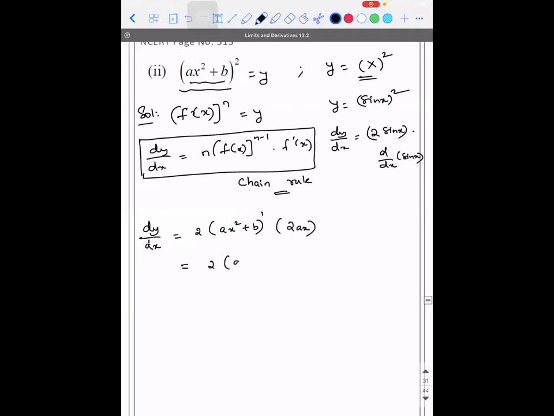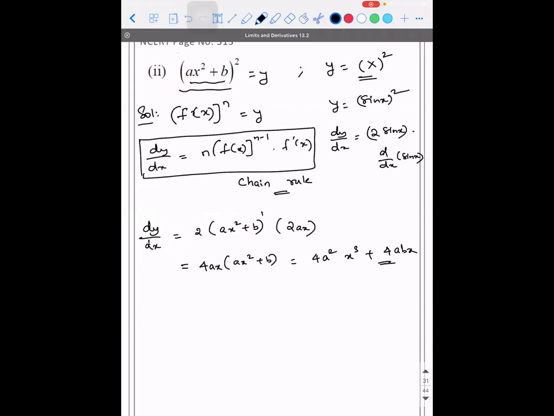See, if anyone is not able to understand, ask. It is 4ax into (ax square plus b). What is the answer then? It will be 4a square x cube plus 4abx. Am I clear with this? Yes, sir. Okay.